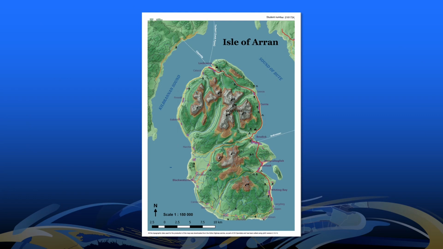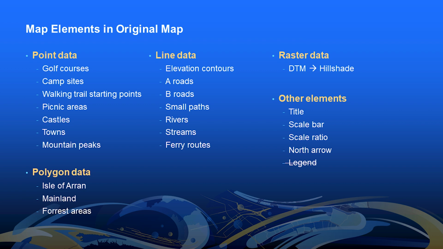I'm going to recreate this map, overcoming these pitfalls, and whilst we're at it, giving you some tips on how to really accelerate your map making in ArcGIS Pro. This is a list of layers and map elements that I had access to when I first made the map, and fortunately I still have the same shapefiles. You've got point, line, and polygon data for things like tourist attractions, roads, the island itself, and also a DTM raster layer, which I made into hillshade.